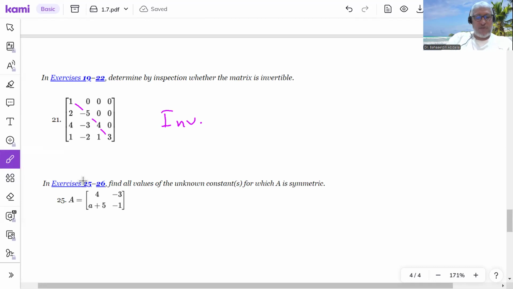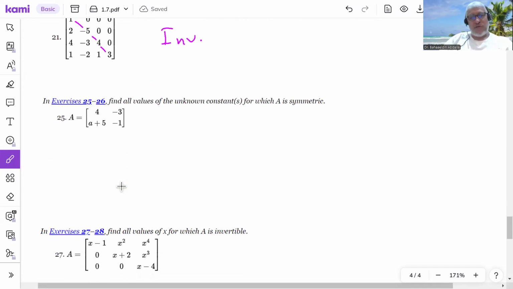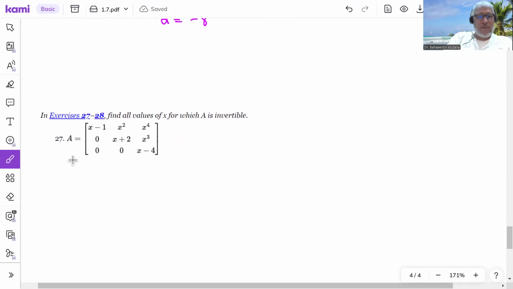Find all values of the unknown constants for which A is symmetric. Well, forget about the entries on the main diagonal. Now, A plus 5 should be equal to -3 to make this matrix symmetric. So A is -8. So this is the answer. This is the value of the unknown, which is A, for which the matrix is symmetric.